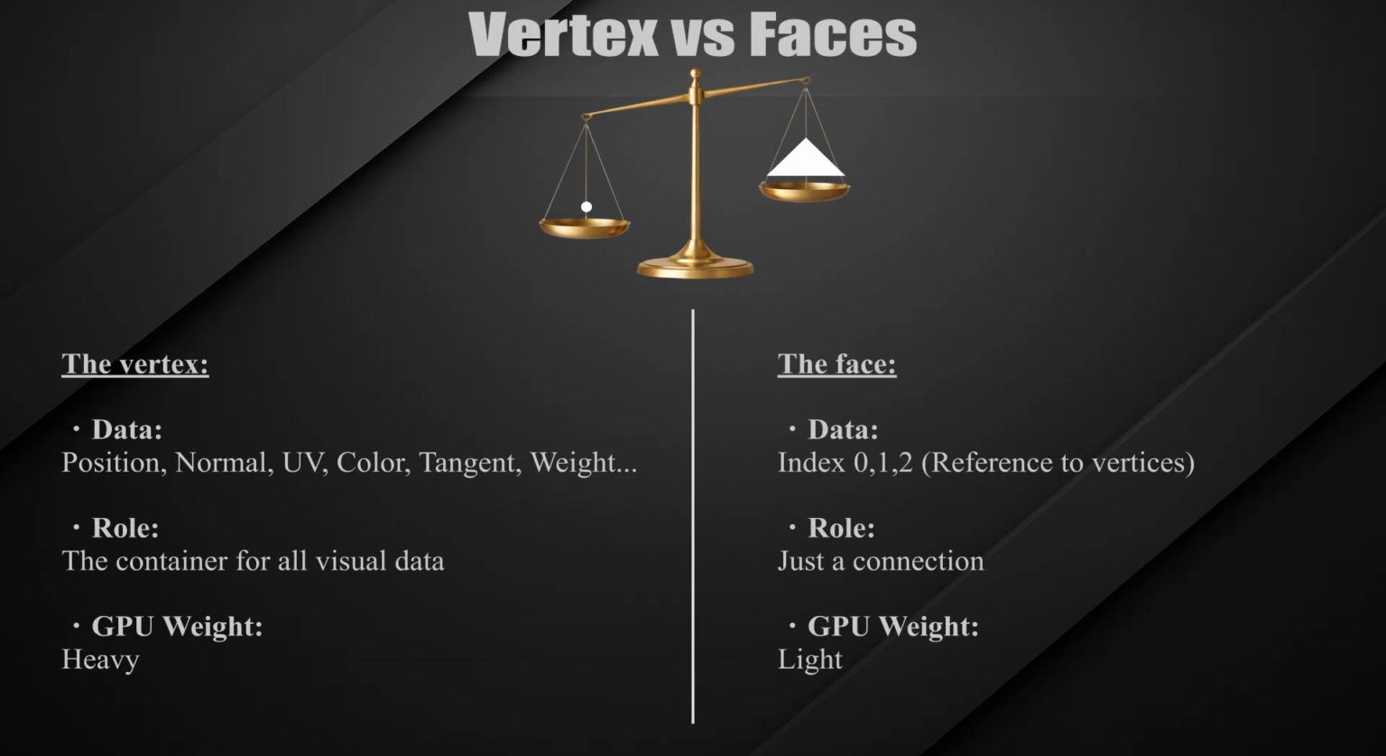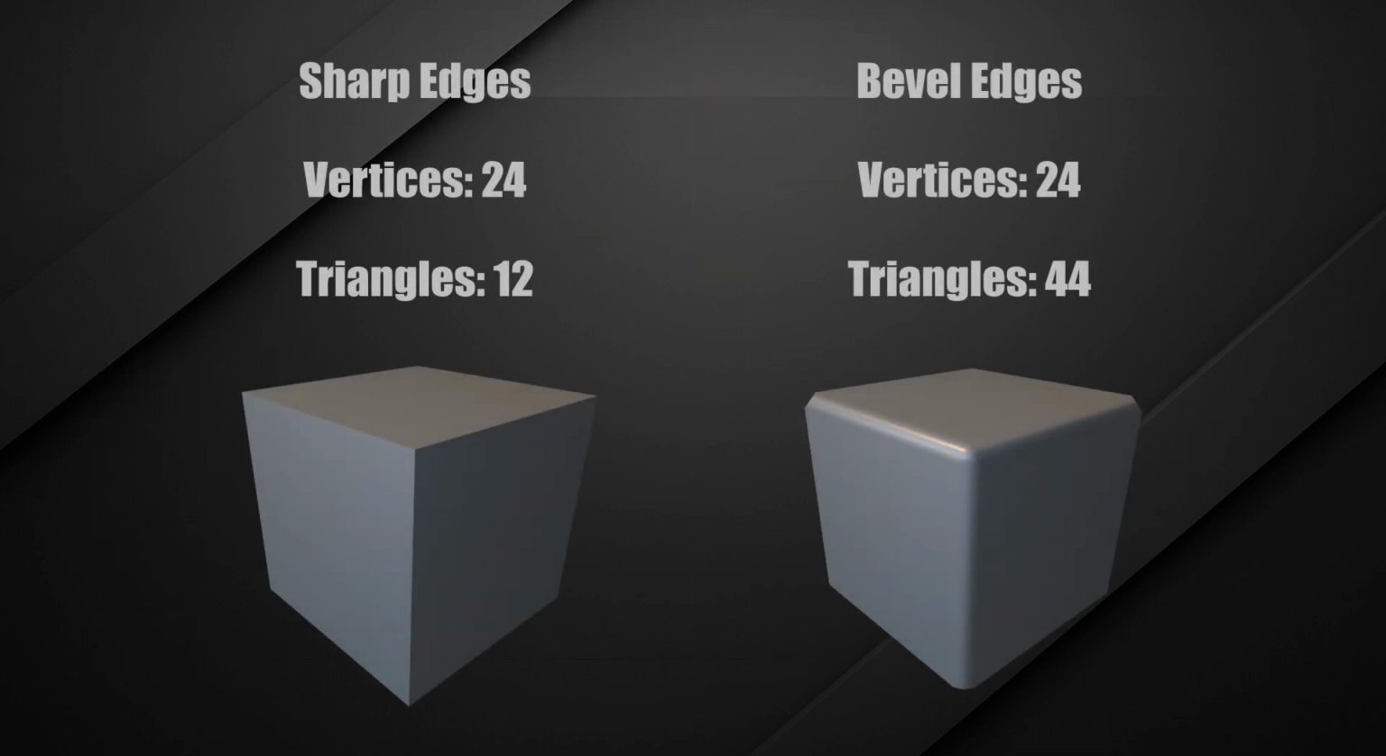In game development, the real cost on the GPU is usually vertex processing, rather than just the triangle count. A single vertex carries a lot of data, from position and normals to UVs, tangents, and weights. Because of this, you should prioritize optimizing your vertex count first. When comparing the sharp cube to the beveled one, they share the same vertex count, meaning their performance cost is nearly identical. While sharp edges will always have their place, bevels should be your priority whenever your model can benefit from that extra visual polish.